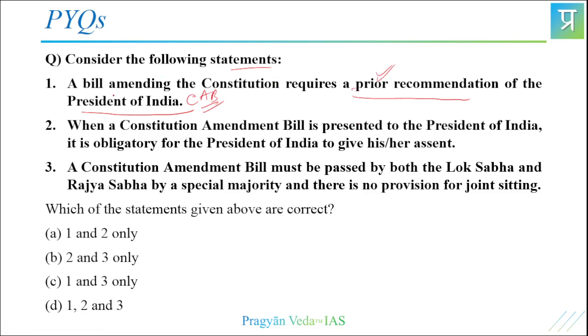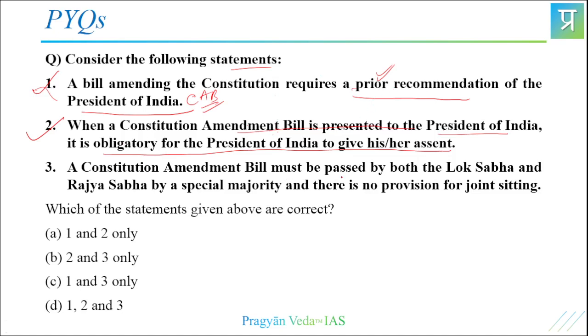We know that the President cannot sit on the bill; he just has to give assent for the amendment bill. Other bills he can choose accordingly, but for constitutional ones he cannot. So it's a wrong statement. Correct. Then, when the constitutional amendment bill is presented to the President of India, it is obligatory for the President to give his assent. Yes. Sometimes these two statements are opposite in nature, so one of them can be wrong. So in that way you can attempt this question.